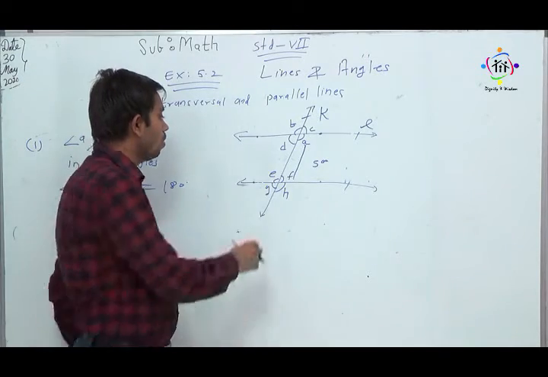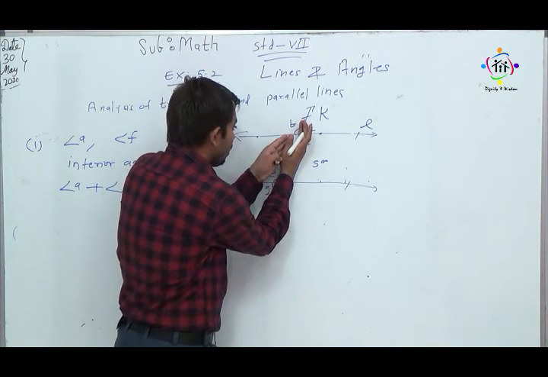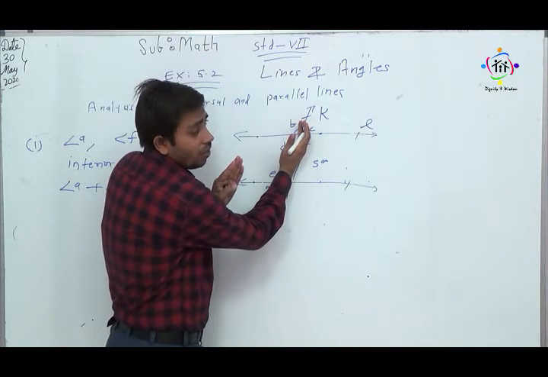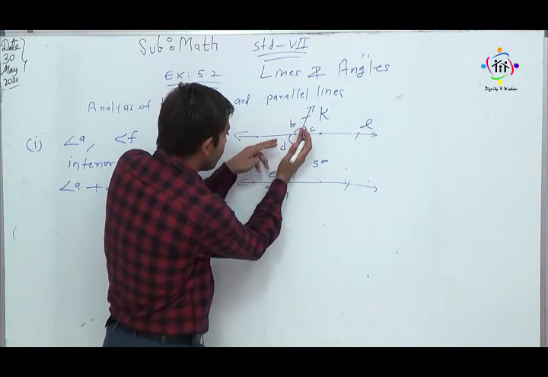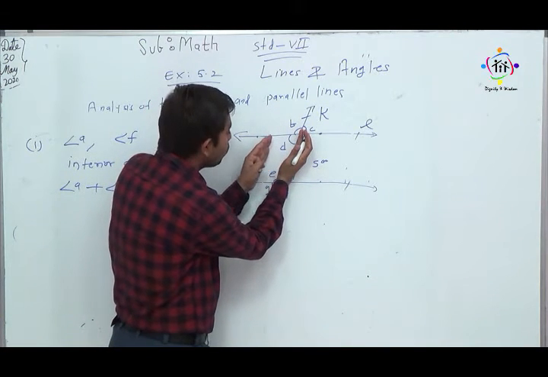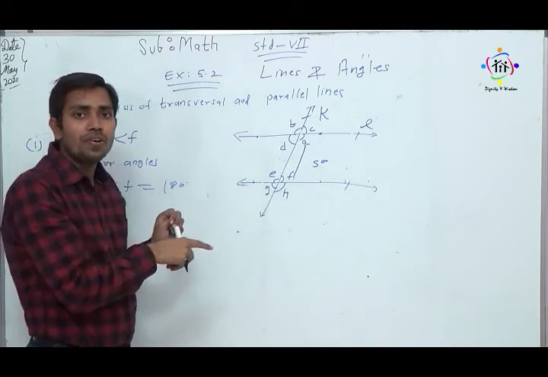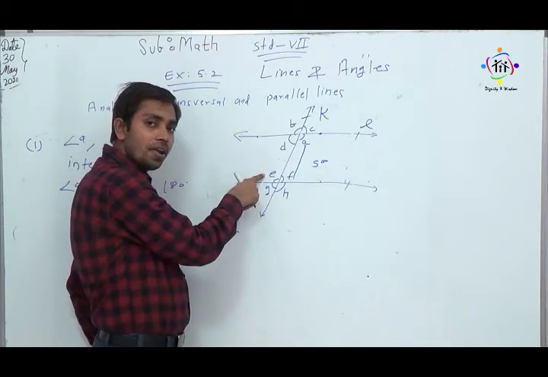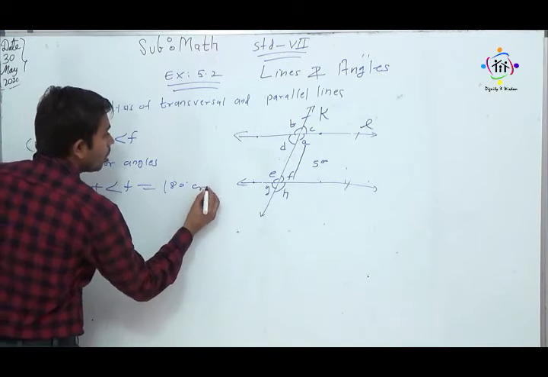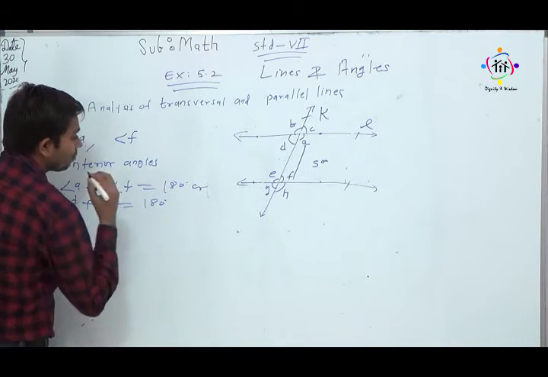Similarly on this side also, these two angles lie in the interior of these two parallel lines. Whenever two angles lie between the two parallel lines and on the same side of the transversal, they are called supplementary angles. What are supplementary angles? Their sum is always 180 degrees. So we can say angle D plus angle E is 180 degrees.